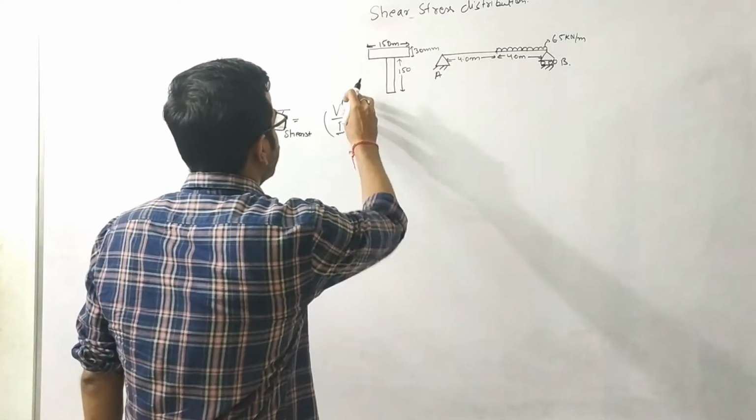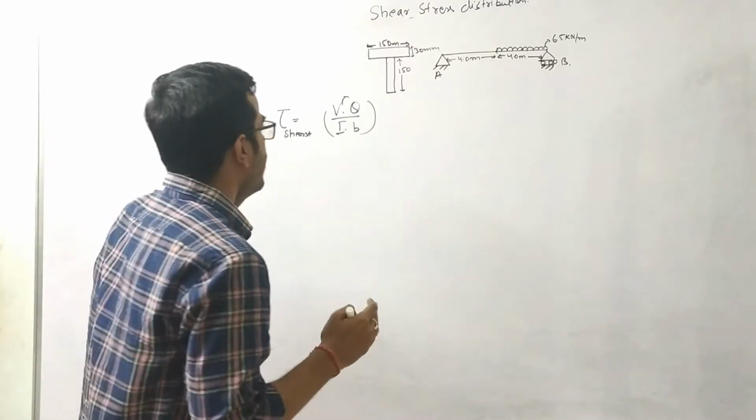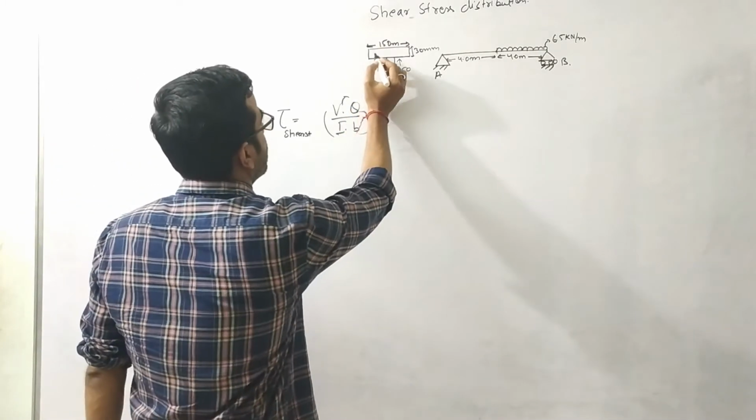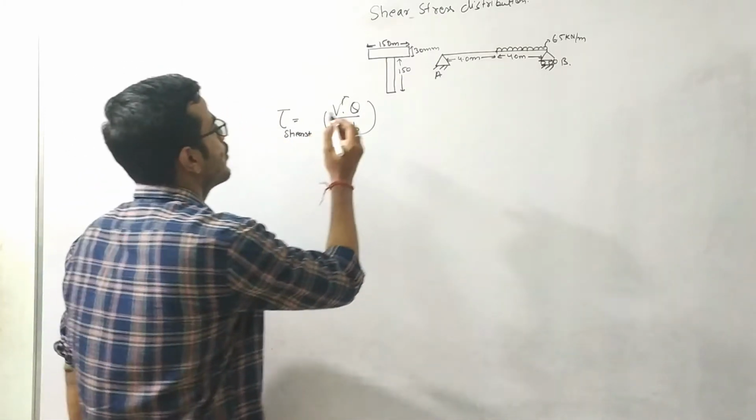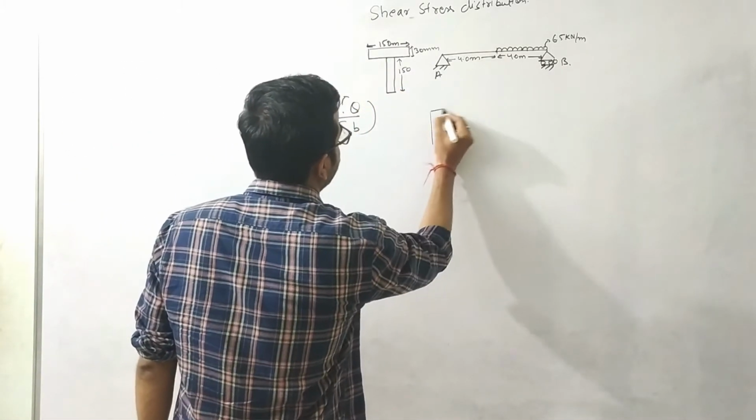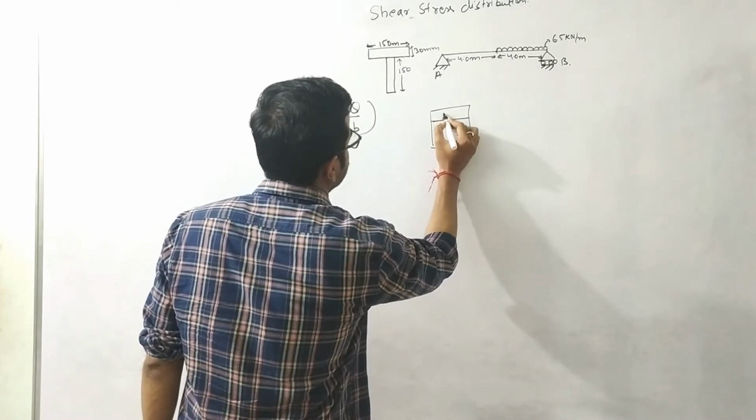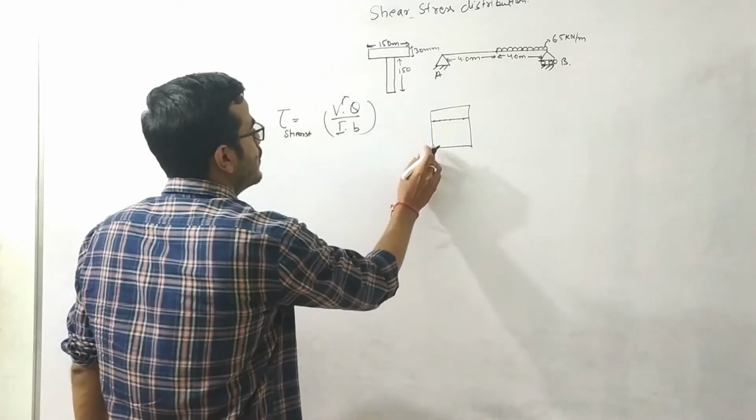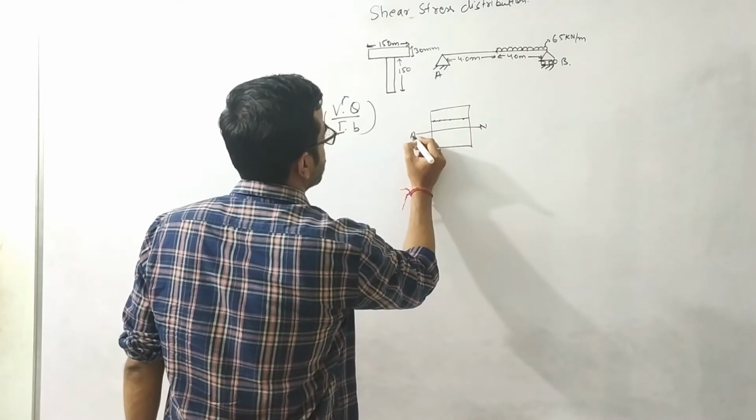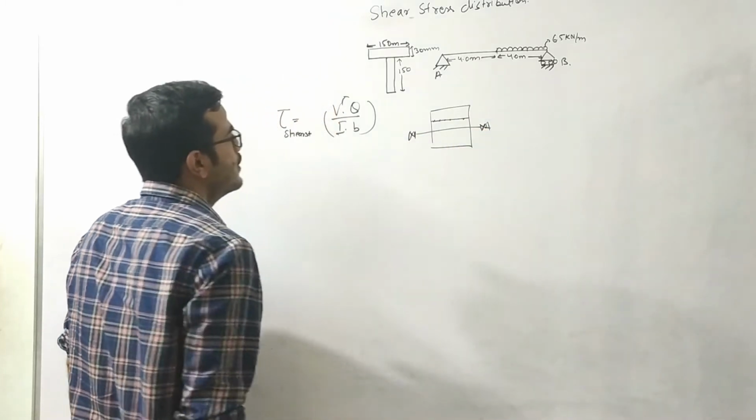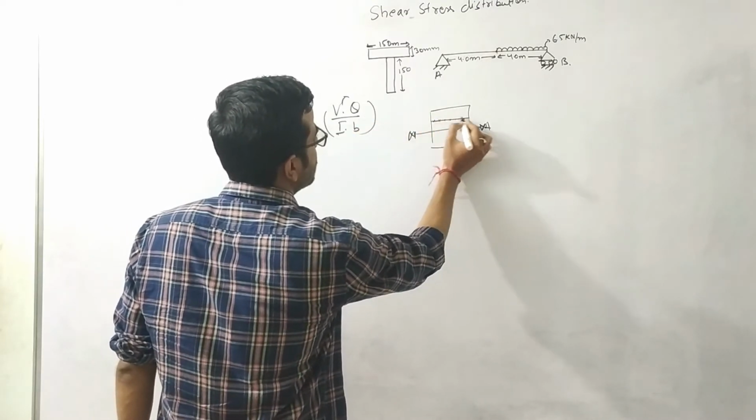Q is the first moment of the area where we want to calculate the shear stress. Means, if I have this cross section and I need to calculate the shear stress at this level, this is my neutral axis.